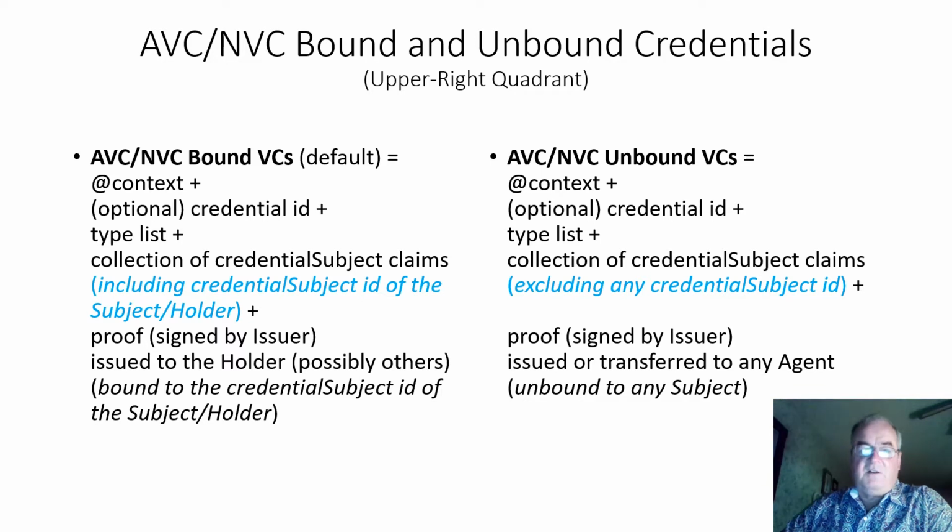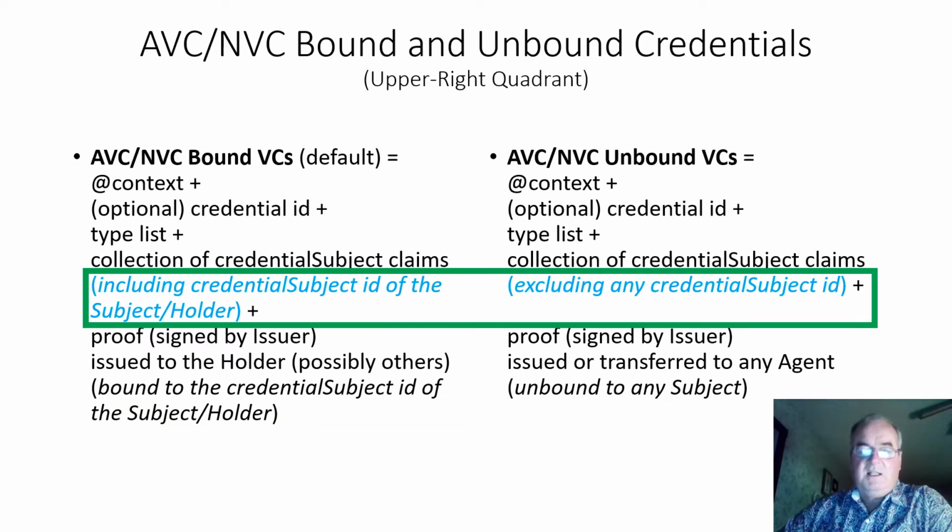If it does have an identifier on the left-hand side, we call those bound verifiable credentials. If they don't have a credential ID claim, and the value of that ID property is empty, then we refer to that as being an unbound credential. It's not bound to a subject. The other properties, such as the context, the credential ID, the verified credential type, all remain the same. Because we're talking about named verifiable credentials, all of these credentials also have a proof that's signed by the issuer.